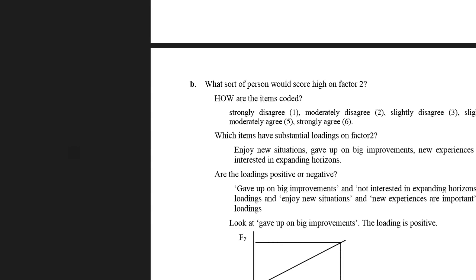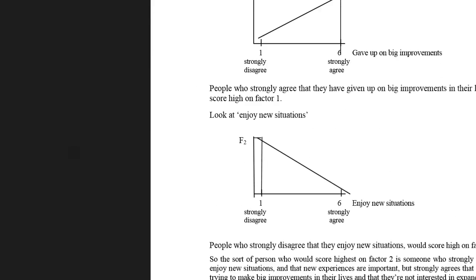So people who strongly agree that they gave up on big improvements in their life will tend to score high on factor 2. And then the other items are negatively worded. The other items are negatively scored. They negatively load on factor 2. So those who score high on enjoying new situations tend to disagree with the item I enjoy new situations.